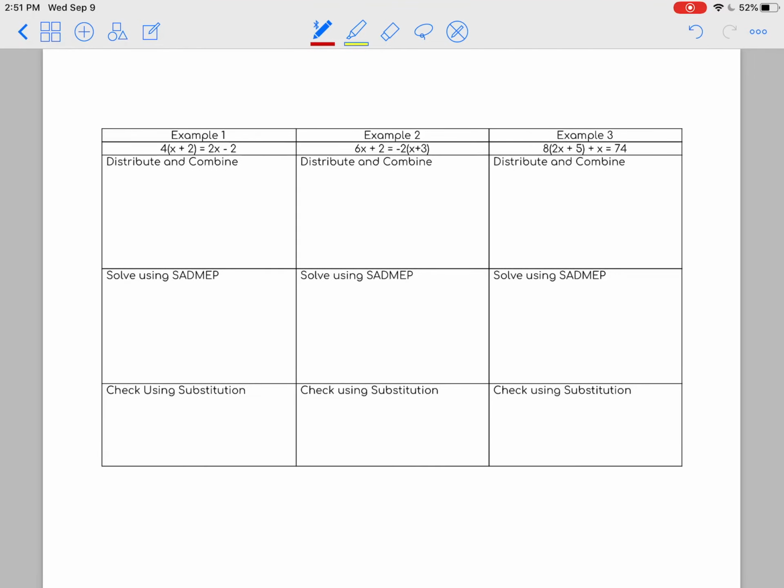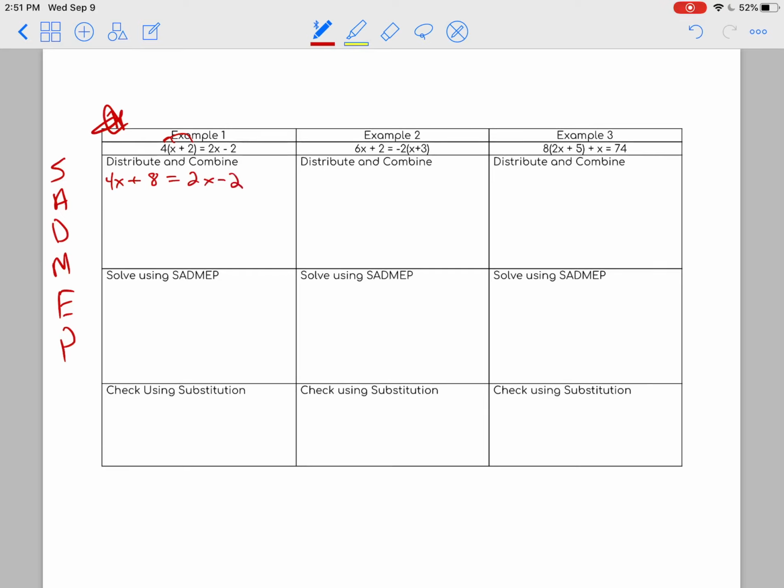Let's look at one or two more. Now, I'll try to keep the video a little short. Let's look at one more. We'll look at this example right here. First off, if it helps, write this in the margin. First, let's distribute. I'm going to distribute the 4. That gives me 4x plus 8 equals 2x minus 2.